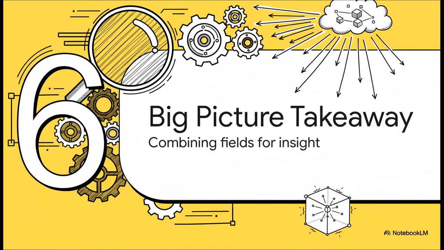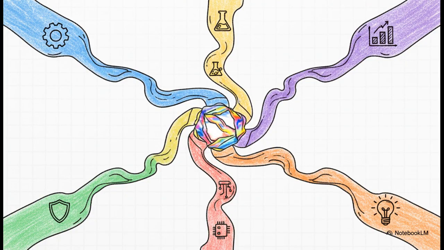Okay, so let's zoom out for a second and look at the big picture takeaway here. This whole project is a perfect example of how totally different, super specialized fields can come together to create something incredibly powerful. The key thing to realize is that a tool this advanced isn't just born from one skill. It's a convergence. It's a meeting point where several different areas of expertise all come together.